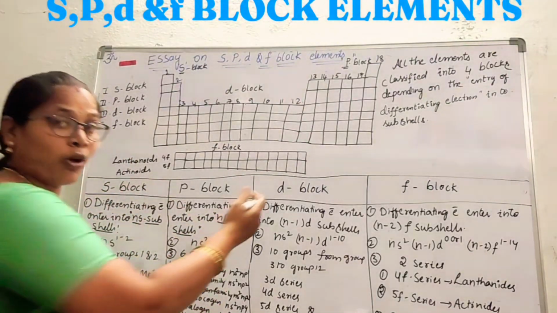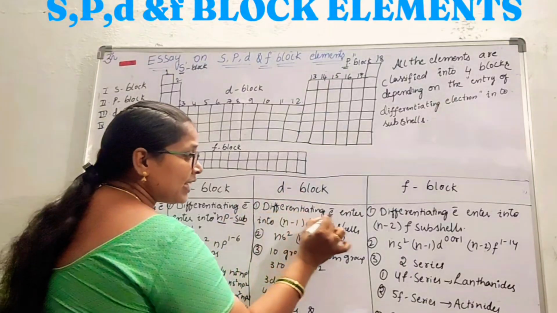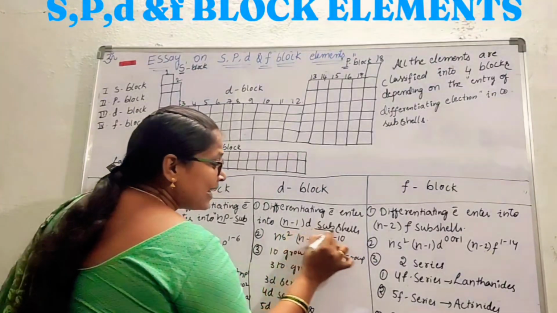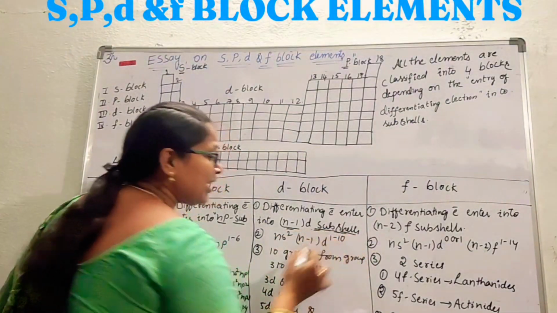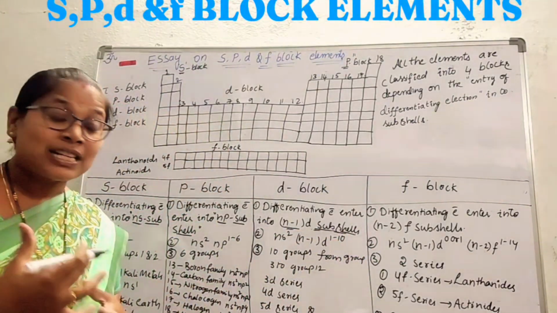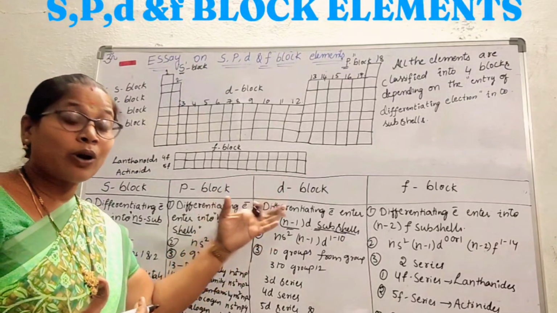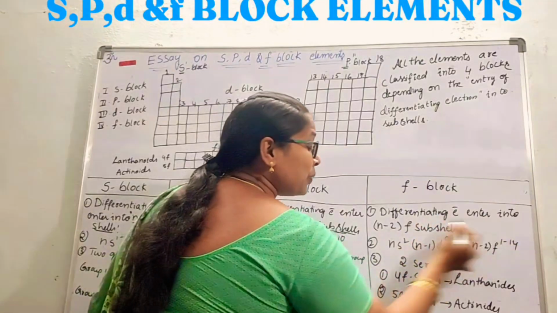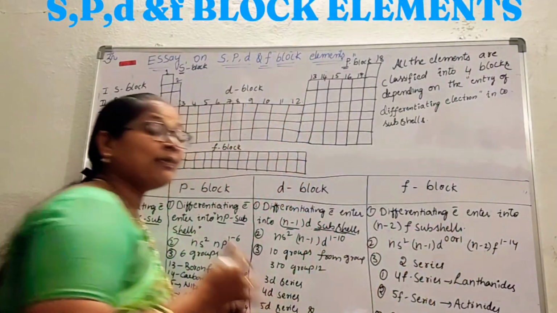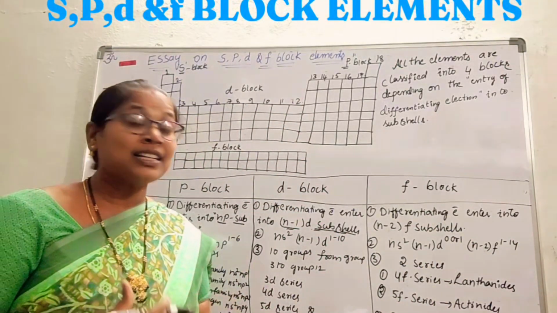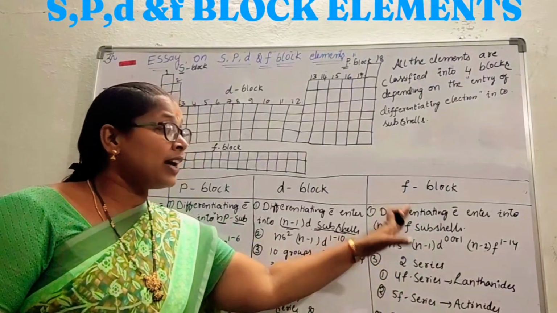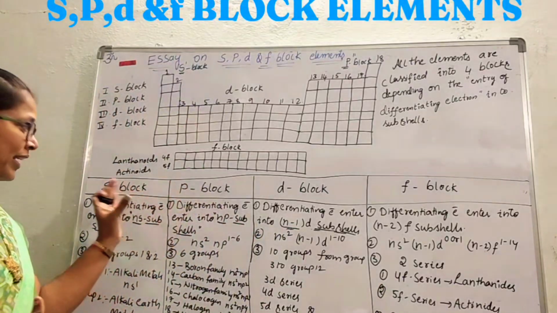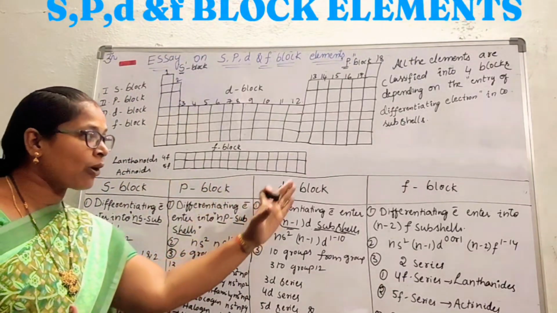Whereas in the case of D block, the differentiating electron enters into the (n-1)d subshell. If the differentiating electron enters into the (n-1)d subshell, those elements are called D block elements. And coming to the F block, the differentiating electron enters into the (n-2)f subshell. Those elements are called F block elements. So this is the first point regarding S, P, D and F block.